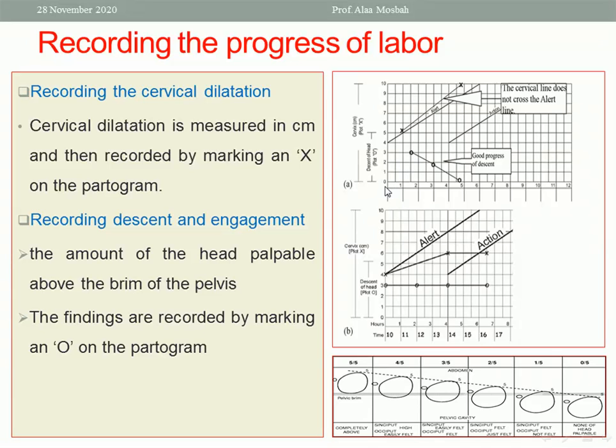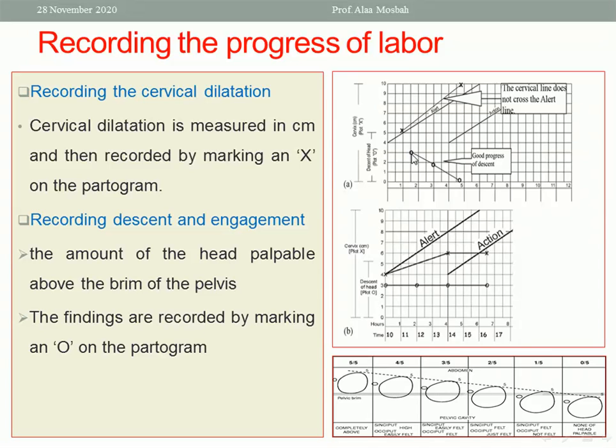Okay. You will do a vaginal examination and measure the cervical dilatation. Of course, we start the active phase from 4 centimeters in the modified WHO partograph. Then every 2 hours, put the mark denoting the progress of cervical dilatation. Okay?